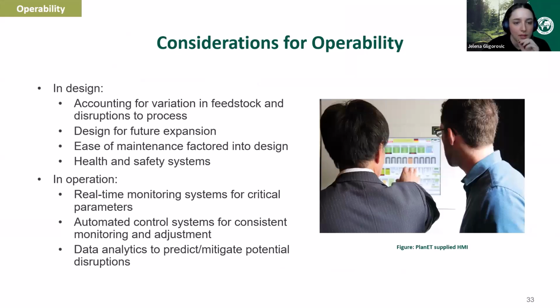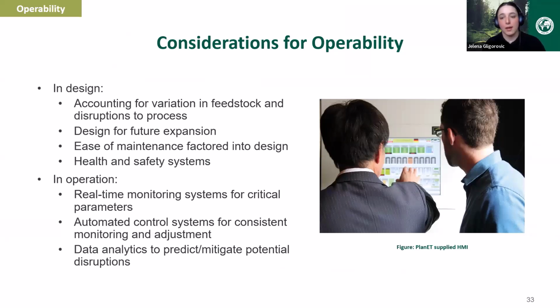So I will speed through these slides a little bit. I'm sorry, I will have them on the website. Just to talk about the considerations for operability in the preliminary engineering of our project. So I mentioned it before, but in the design, accounting for variations in your feedstock and your contamination levels, quality, quantity of your material can make a big difference on your process design and the operability of the project.